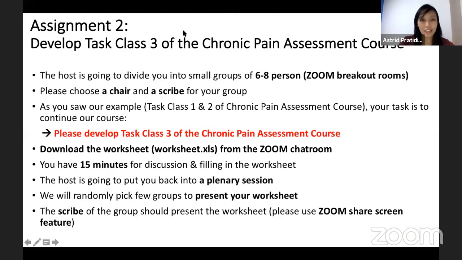So this is the second assignment. You have to develop the task class 3 of the chronic pain assessment. So I have already provided you with task class 1 and task class 2, and now you are free to create the third one. And the host is going to divide you into small groups of 6 to 8 persons using the Zoom breakout rooms. If you are not familiar with this feature, this is also a very nice opportunity to try this, because later on you can try it with your students and it's very nice, very exciting.